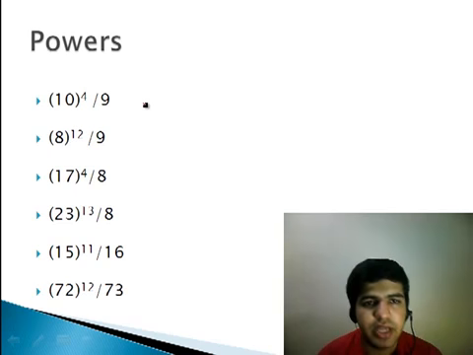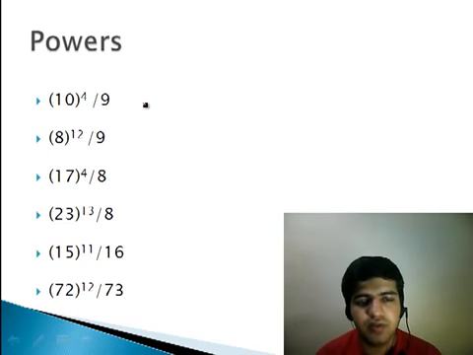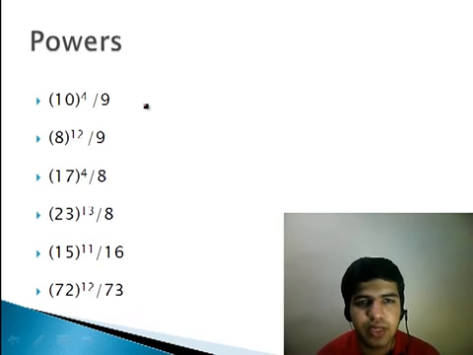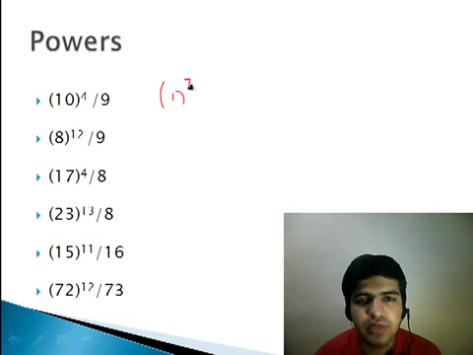And when we divide it by 9, the first 10 will give us a remainder 1, so we get 1 into 1 into 1 into 1, that is 4 times. So instead of writing it as 1 into 1 into 1, we'll write it as 1 raised to 4, which is nothing but 1. So our final remainder is 1.